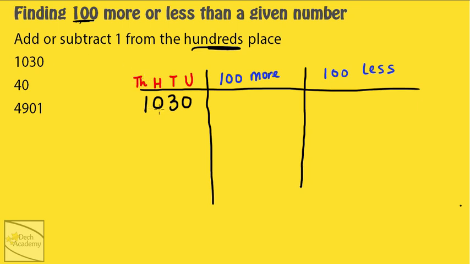So if you want to find 100 more than 1030, you add 1 to the digit in the hundreds place. Here we have 0, so we just add 1 to the 0. It's going to be 1, so 0 plus 1 is 1, giving 1130. That's all. To find 100 less, you subtract 1 from the hundreds place.